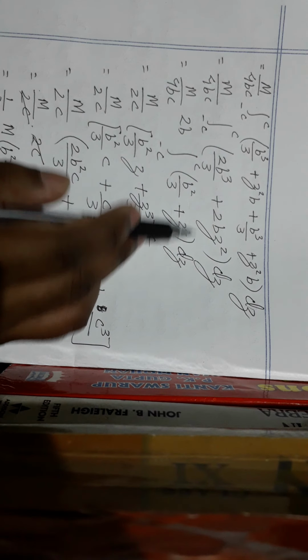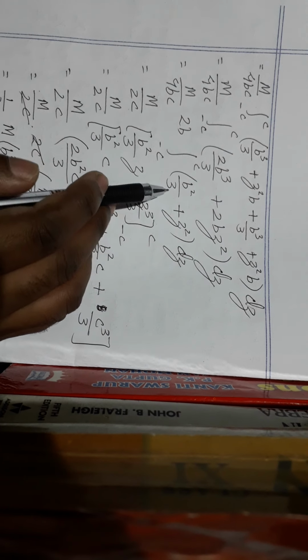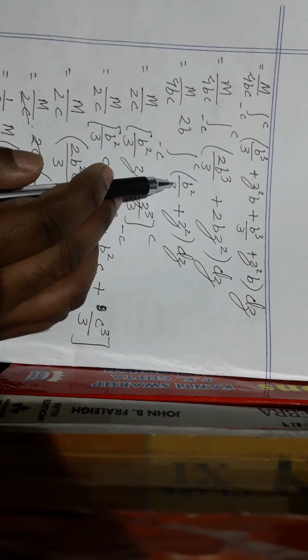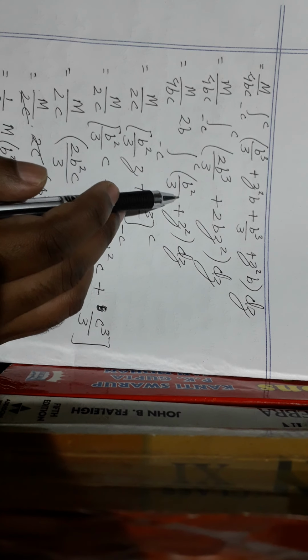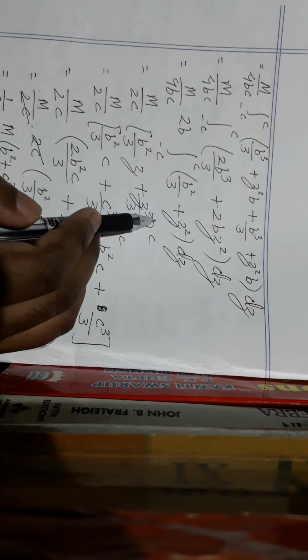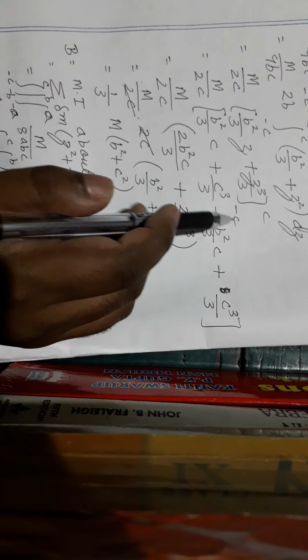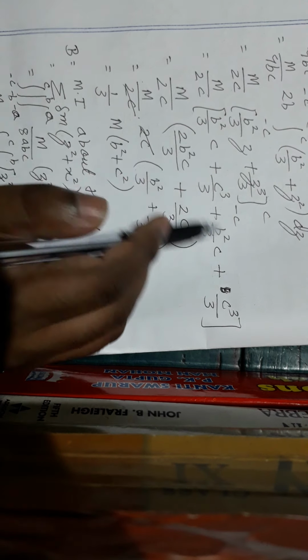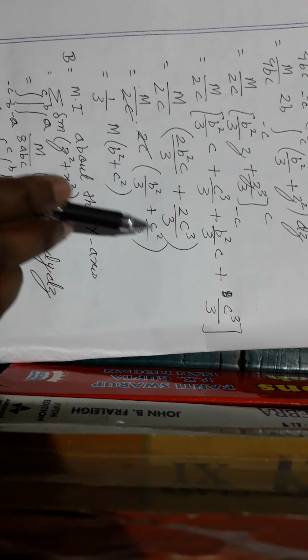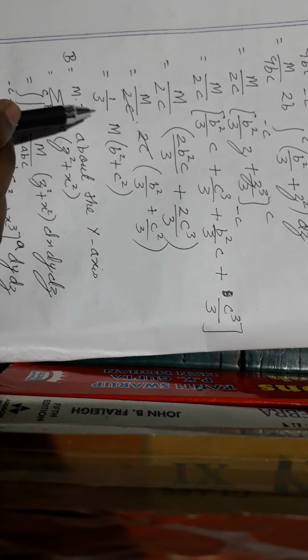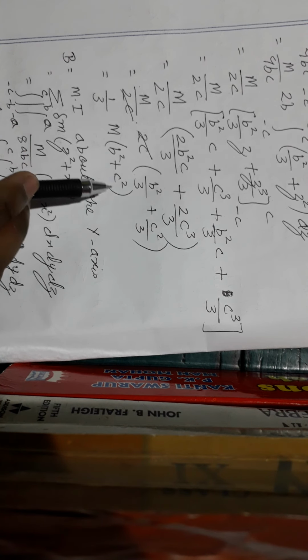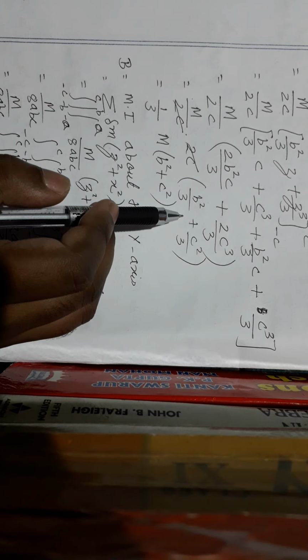Now we try to integrate this quantity with respect to z. If we integrate this with respect to z, we get b squared z by 3 plus z cubed by 3. Put the upper limit and lower limit, and after simplification, you get 1 by 3 m times b squared plus c squared. That is the moment of inertia about the x-axis.